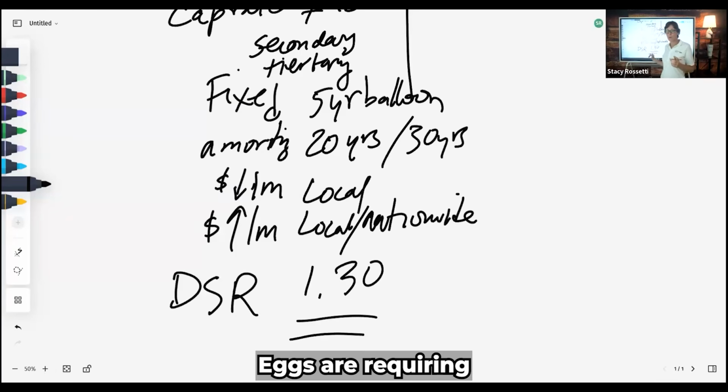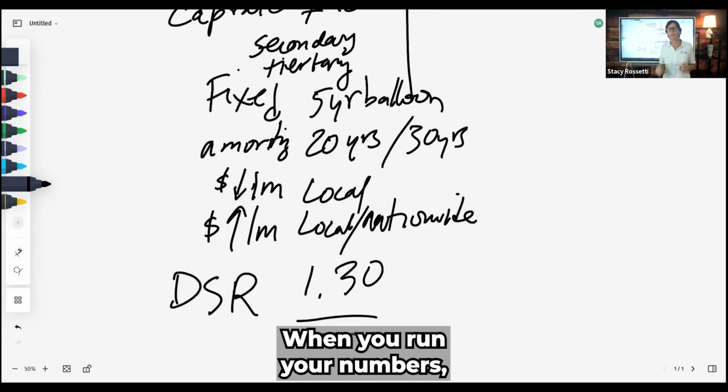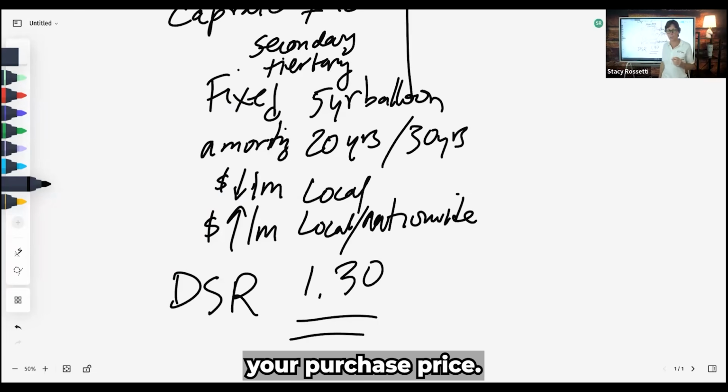Banks are requiring a 1.3 or higher now. When you run your numbers, your purchase price, the main thing that you have to do is make sure that your DSR is at 1.3.